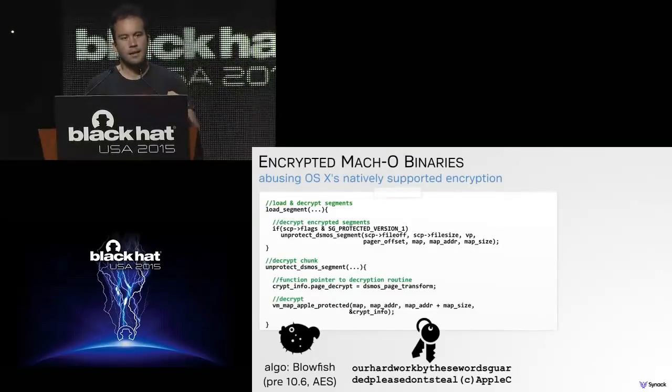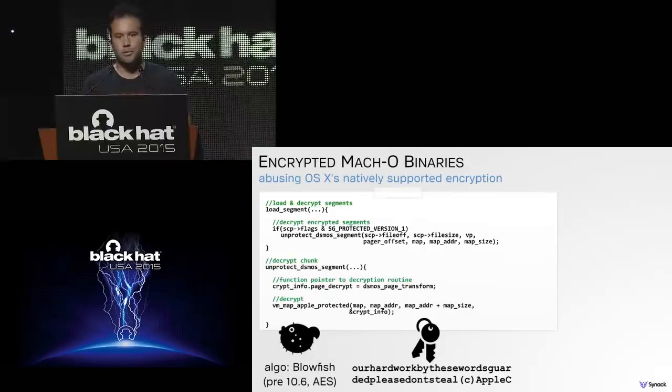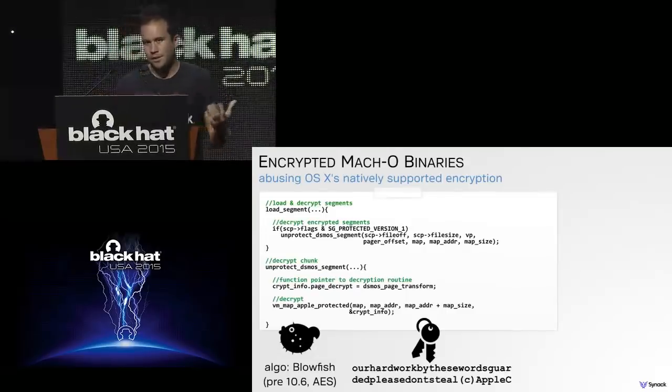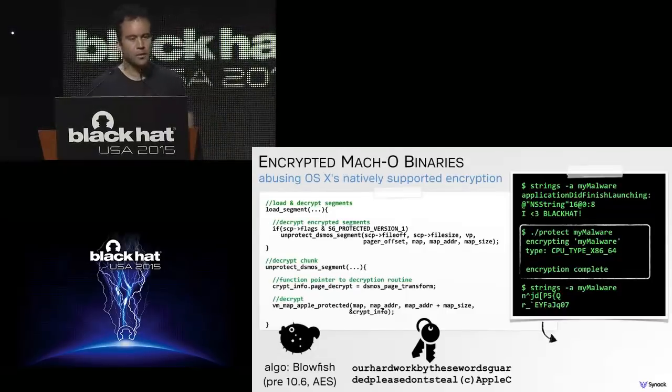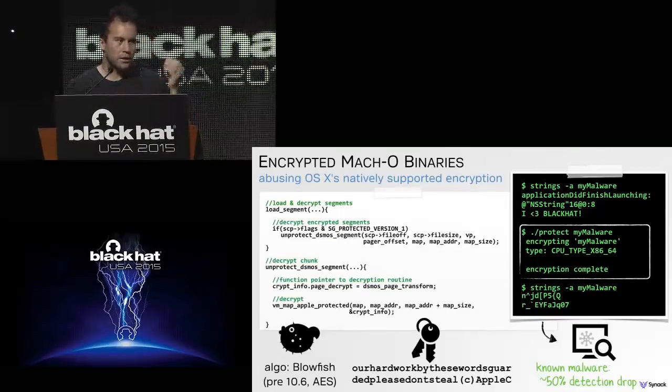But it's a static encryption key, which we can see on the screen, and it's also a symmetric encryption algorithm. So that means we can write our own custom encryptor and then encrypt custom binaries. So that's exactly what I did. I wrote a little encryptor that can take any compiled Mach-O binary. It can be a malicious one or not.